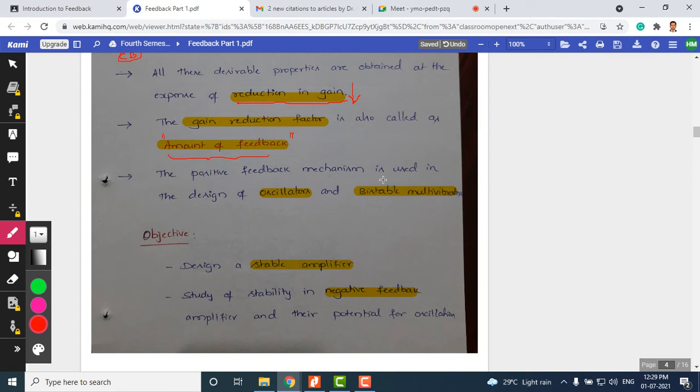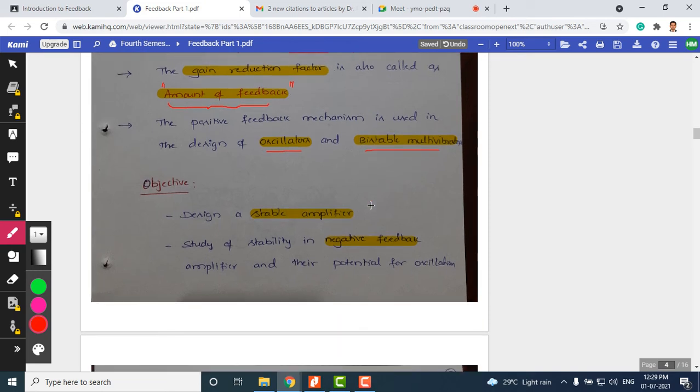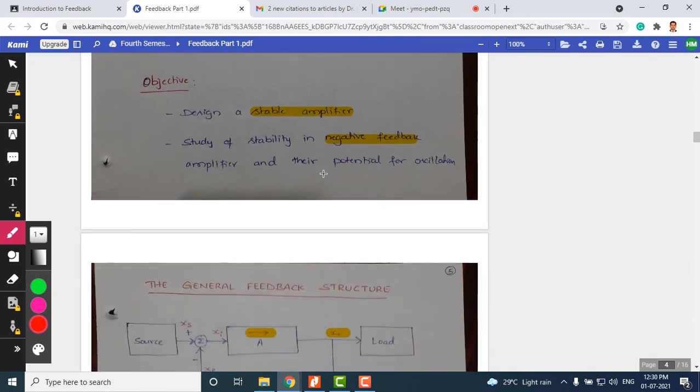The positive feedback mechanism is used in the design of oscillators and bistable multivibrators. We will discuss these two circuits in the coming classes, because in our syllabus we want to cover different types of multivibrators, and even the oscillators we already covered, and these two circuits employ positive feedback mechanisms. So we have discussed the merits of negative feedback and the circuits which employ positive feedback as well. Now we will move on to the objectives of this chapter.